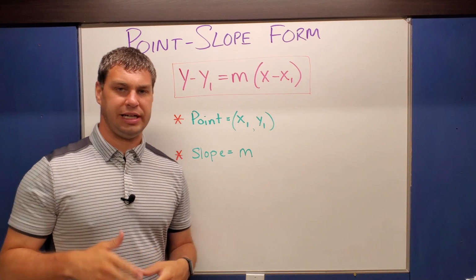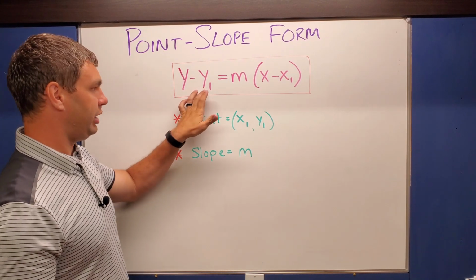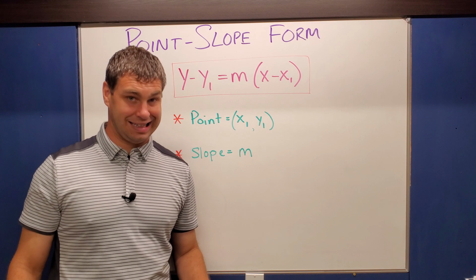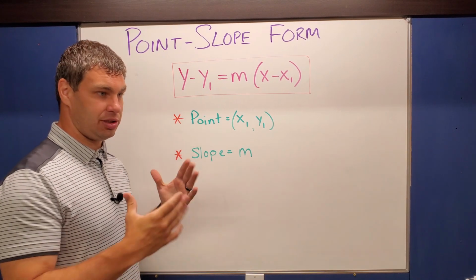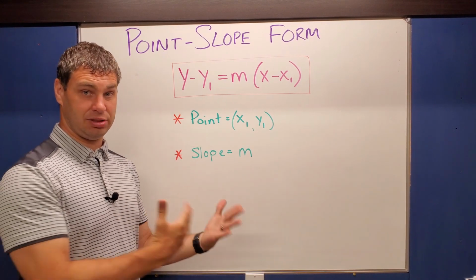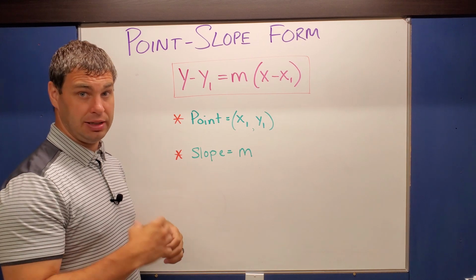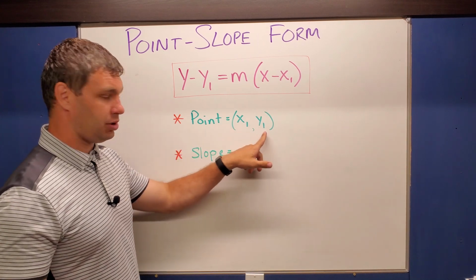Talking point slope form today. The point slope formula is y minus y1 equals the slope times x minus x1, okay? Because it's called point slope form, the point and the slope can be taken out of that formula. In fact, the point is going to be in the form x1, y1.